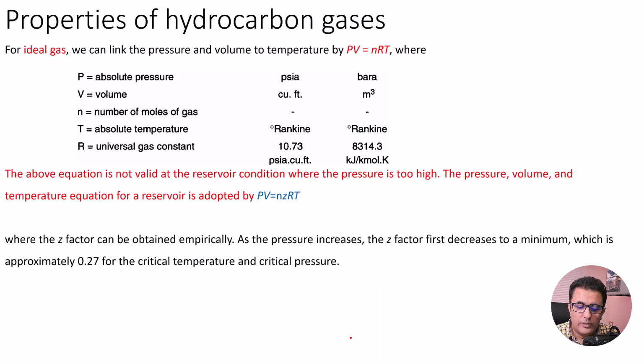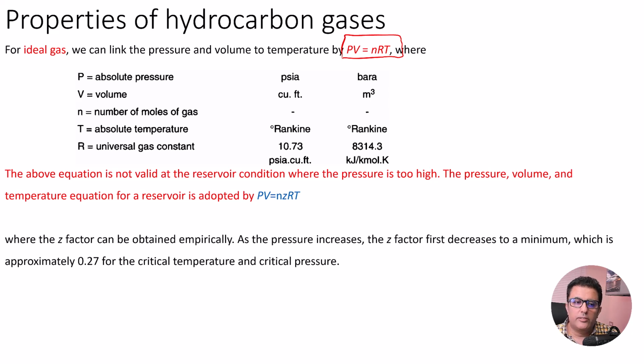We are familiar with the equation for ideal gas. PV is equal to nRT. Here, P is pressure, V is volume, n is number of moles of gas, R is universal gas constant, and T is temperature. So this equation works for ideal gas, but we know that at the reservoir condition, the pressure is very high. So the gas is not ideal.